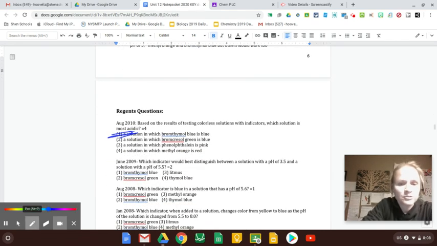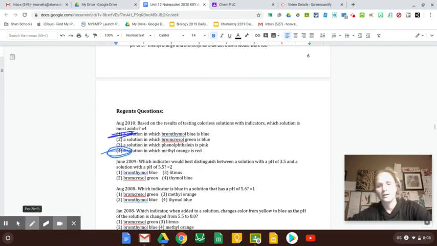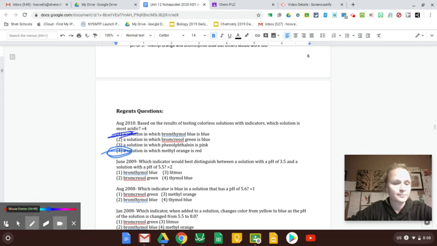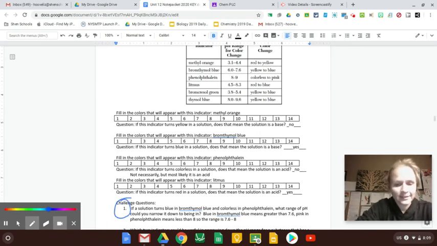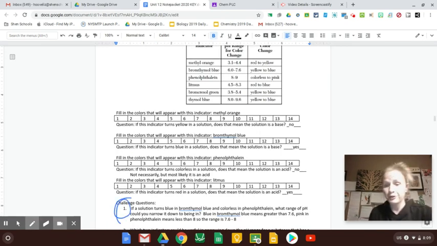So just really using that table to answer these indicator questions. Again, an indicator is something that changes color in an acid or a base, and we can use what we know about what numbers they change color at to figure out the pH of something. Let's do one last example question. Here's how you can really narrow down pH using two indicators.